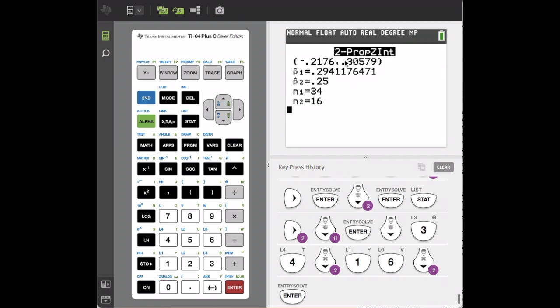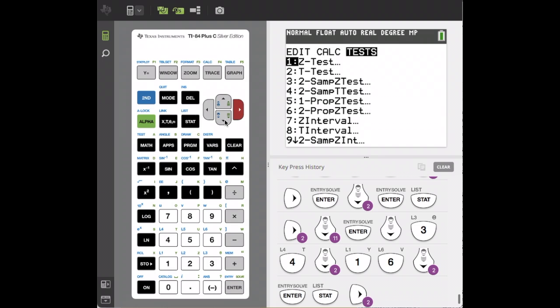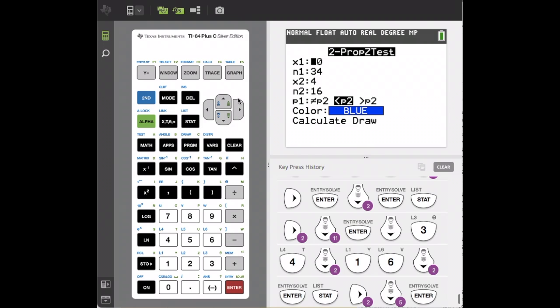So the fact that this interval captures 0 suggests that there really doesn't seem to be a difference in the proportion of people that yawn if they receive the yawn seed or if they're in the control group. If we want to further check that, specifically with the hypothesis test, we would choose a two prop z-test.